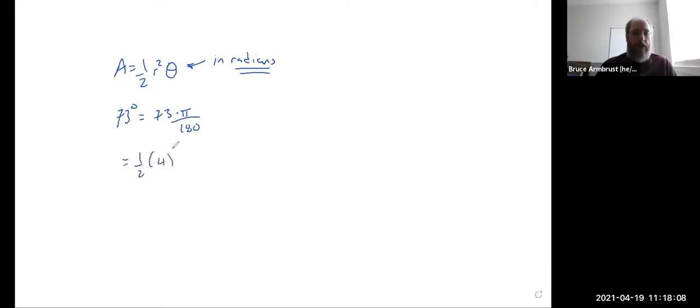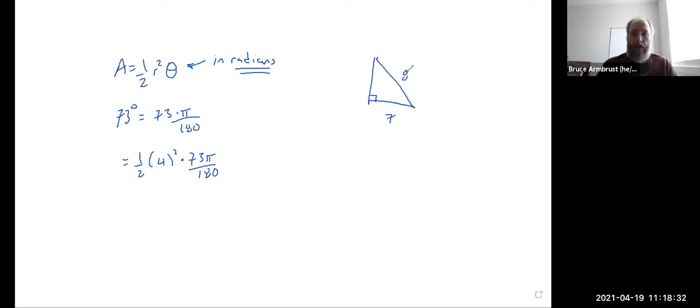And so that's what you're going to put in for your theta. I think the radius was 4, if I recall correctly. And this is what you need to calculate to actually get the area. So just watch out for that one. Radians, radians, radians.